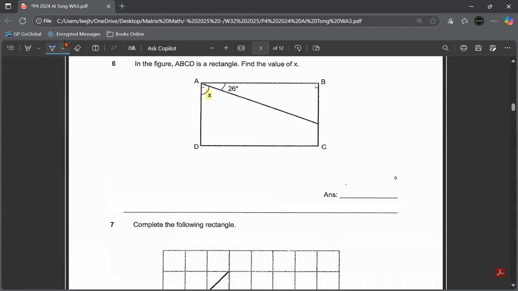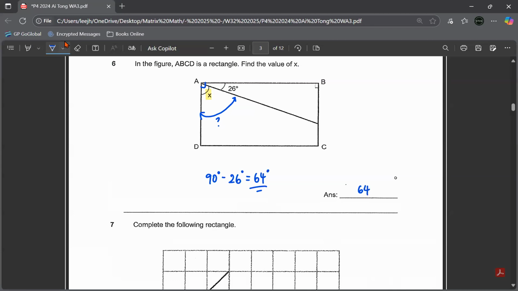Okay, so if you look properly, you can see that AD is perpendicular to AB, which means this is a right angle. So this whole thing will be a right angle, meaning 90 degrees. If this is 26, how much will this be? I just take 90 degrees minus 26 degrees. Your answer will be 64 degrees.